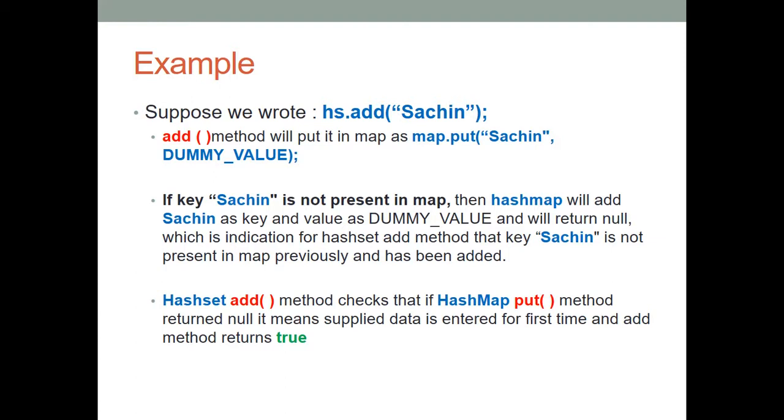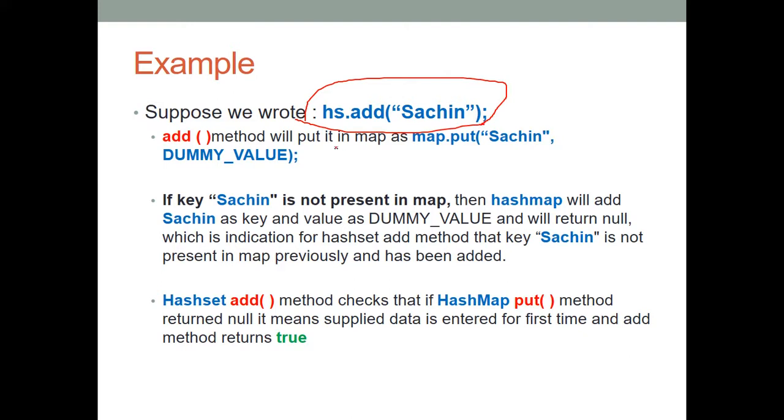So let's start now. Suppose we wrote hs.add("Sachin"). What is the meaning of this? In the previous video I already discussed it, and I already created a HashSet object, and I am going to add hs.add of Sachin. Okay, no problem, it will add.